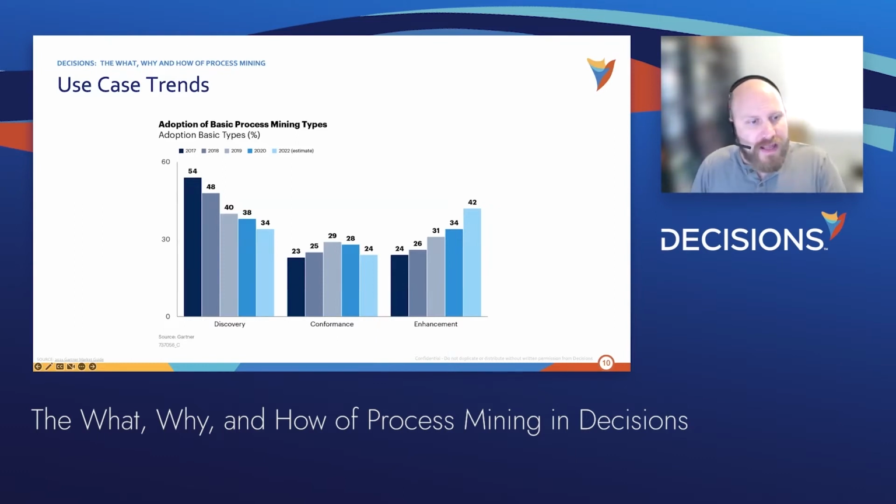But we've seen the trend has actually been moving from just discovery of the process to enhancing the process. And this could either be fixing places where there are bottlenecks in the process or just improving the process, finding new automations, making the process better. But that trend is a trend that we've been seeing in the process mining tool, that we've been moving more and more as people have discovered their process. Now we're moving more and more into using the process mining to drive enhancement.